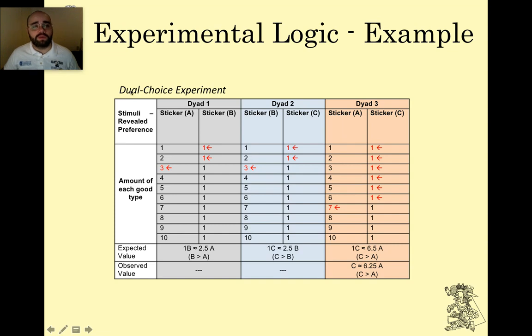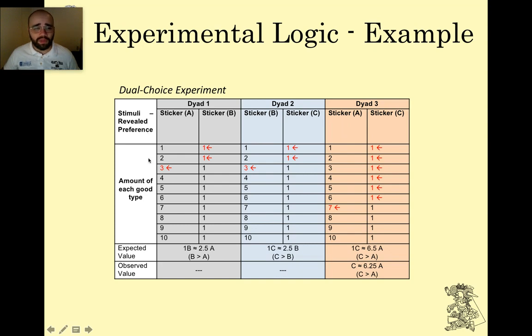So for this dual choice experiment, I had three different types of stickers, which I showed to individual children. And then these children would order them according to their preference, from the one that they liked the most to the least. So I obtained A, B, and C. And with these different types of stickers, I carried out dual comparisons, dual choices between them.